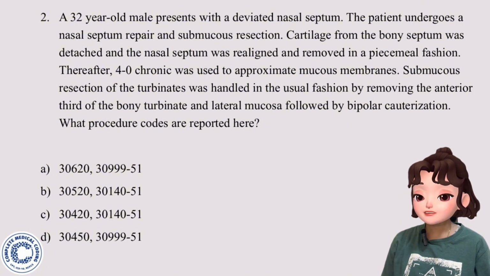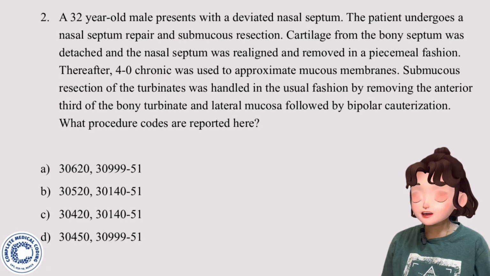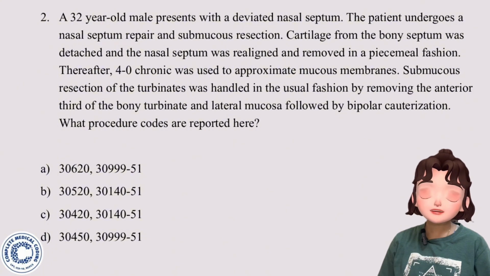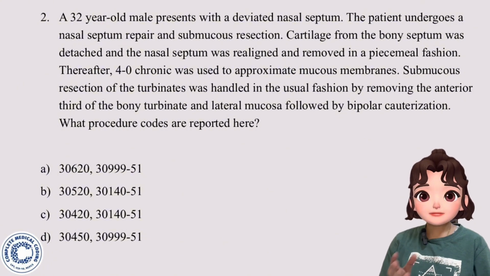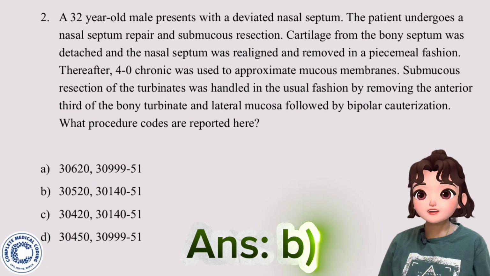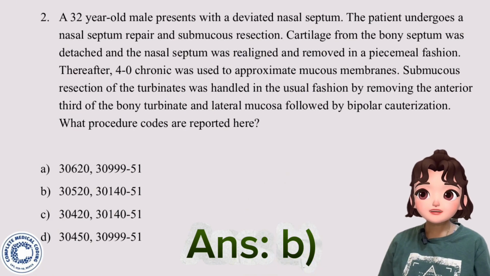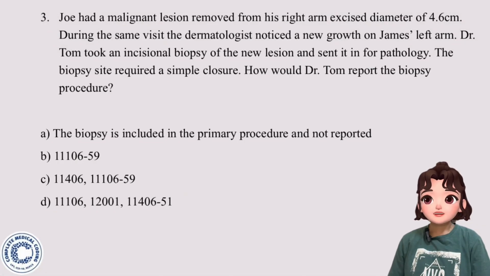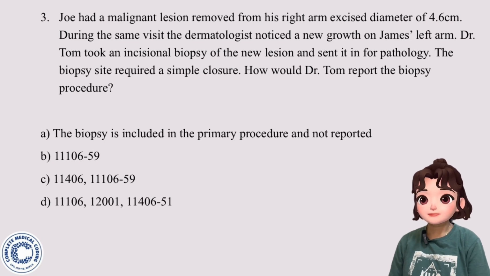So what is 30140? 30140 is submucous resection, inferior turbinate, partial or complete, any method. Okay, this is an additional procedure, so you have to append it with modifier 51. Since it's a separate procedure, multiple procedure, you have to append it with modifier 51. So we got the answer as option B, right? 30520 along with 30140 and modifier 51. See, in less than 2 minutes, you can find the answer for this question. Okay. Now let's move to the third question.